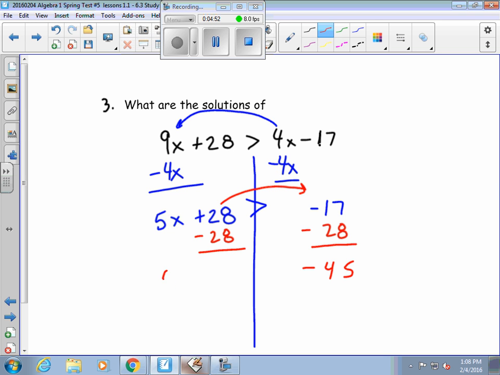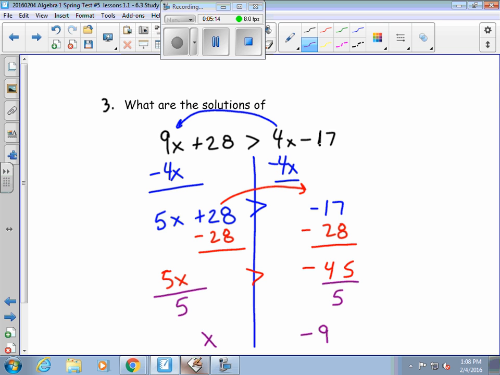So now you have 5x on the left. We subtracted on both sides, but we did not multiply or divide by a negative number, so we leave our symbol as greater than. And we want to get x by itself. So undo the fact that it says 5 times x by dividing by 5. You do it to the left, do it to the right. Negative 45 divided by 5, opposite signs, is going to be negative 9.